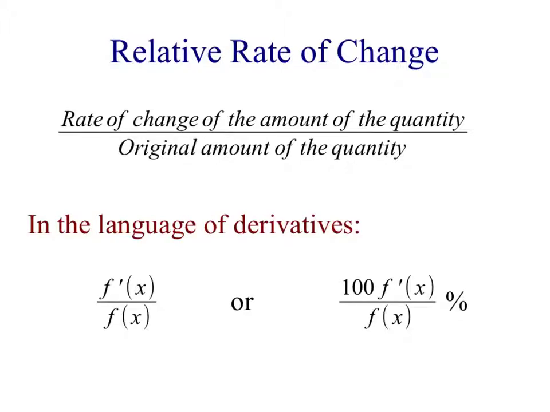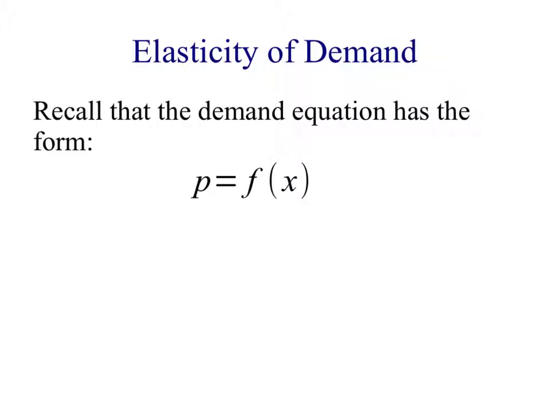In the language of derivatives, you can see that the expression for relative rate of change can be written as f prime of x over f of x, or as a percentage, 100 times f prime of x over f of x. Now let's focus on elasticity of demand. Remember that the demand equation we've been working with has the form p equals f of x.